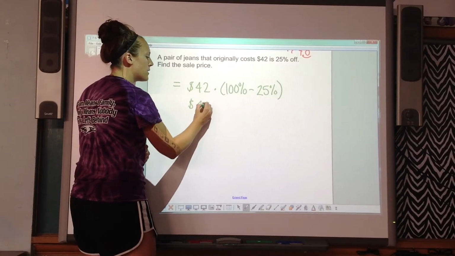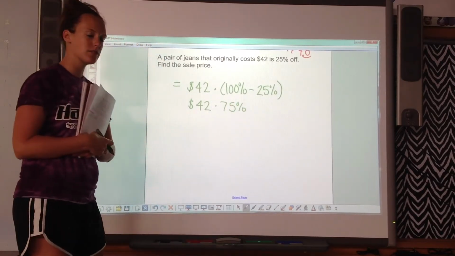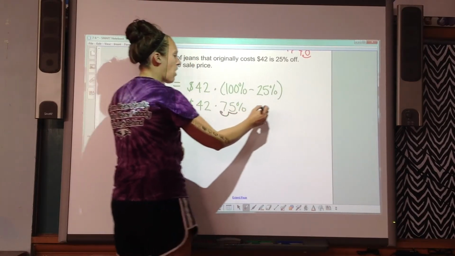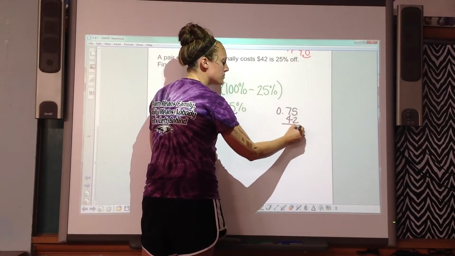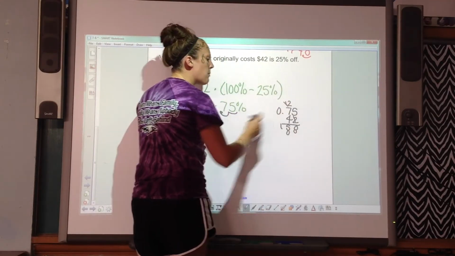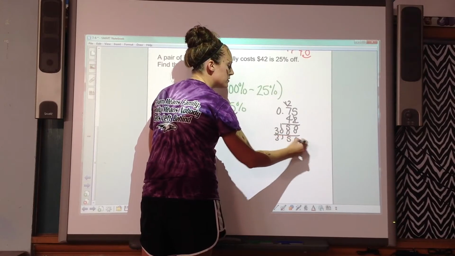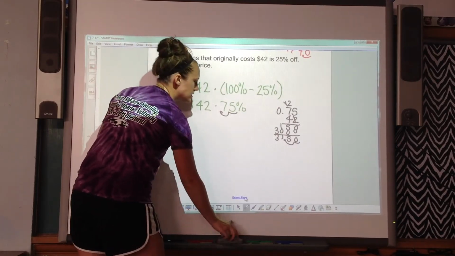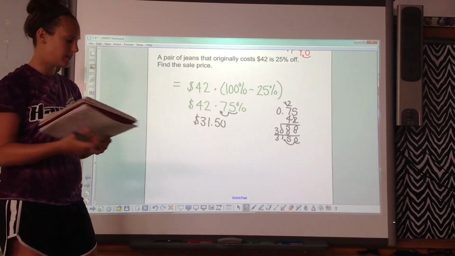Okay, so really in my head I'm thinking, what's $42 times 75%? What's 75% of 42? Again, you can use a fraction 3/4 here. I'm going to actually change this into a decimal. So I'm thinking, what's 75% of 42? 5 times 2 is 10, 7 times 2 is 14, plus 1 is 15. 4 times 5 is 20. 7 times 4 is 28, plus 2 is 30. Do the decimal dance. It would be $31.50. So the jeans on sale, $31.50.